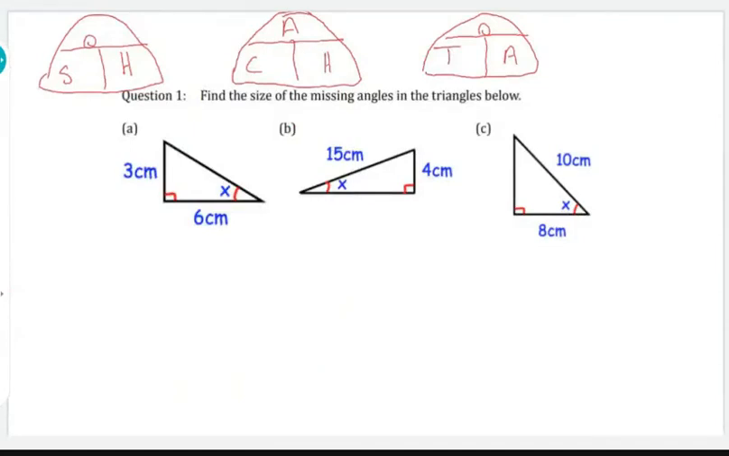I mentioned that we can use trigonometry to work out side lengths and angles. So we've got slide 5. On slide 5, notice how this time the x, or the unknown, is in the angle, not the side lengths. But we still start the same way. We start off by labeling the triangles. So I'll let you do that.